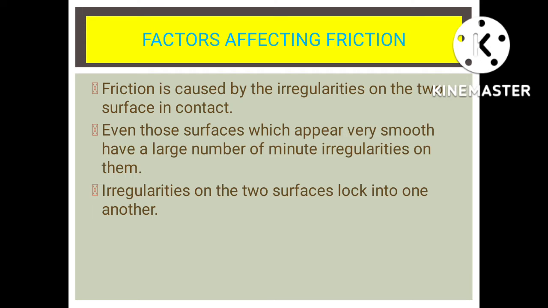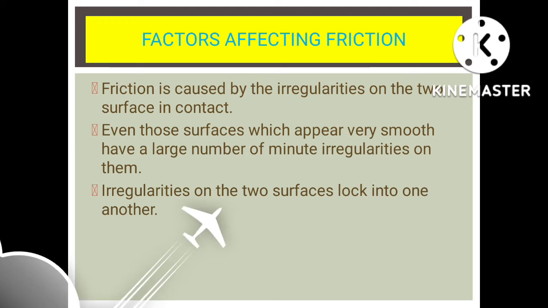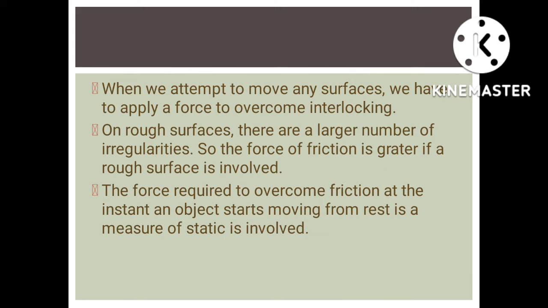Friction is caused by the irregularities on the two surfaces in contact. Even those surfaces which appear very smooth have a large number of minute irregularities on them. Irregularities on two surfaces lock into one another. When we attempt to move any surface, we have to apply force to overcome the interlocking.